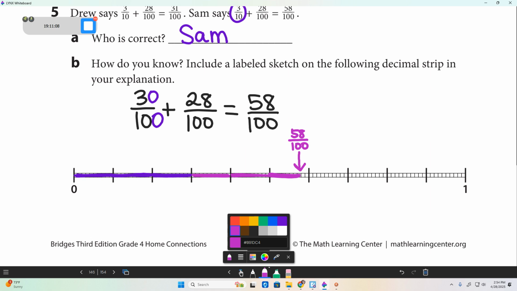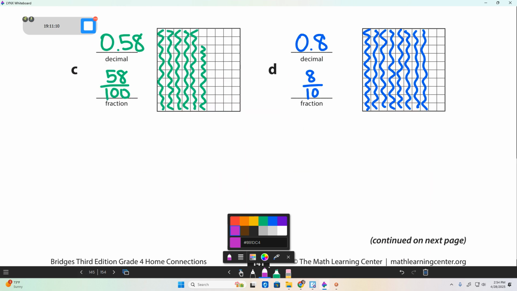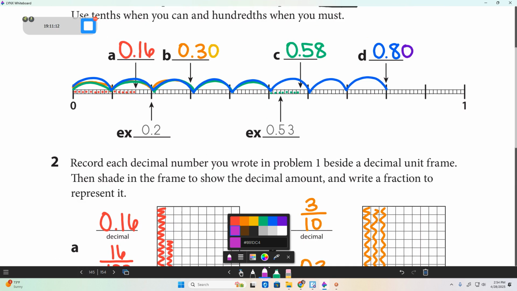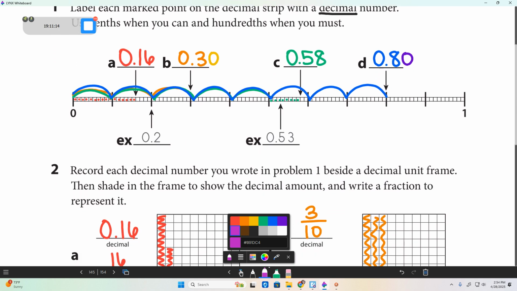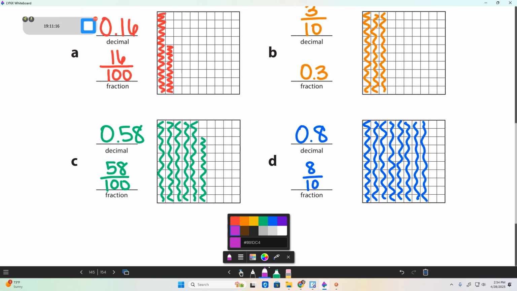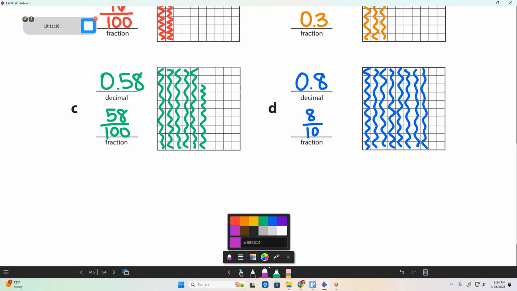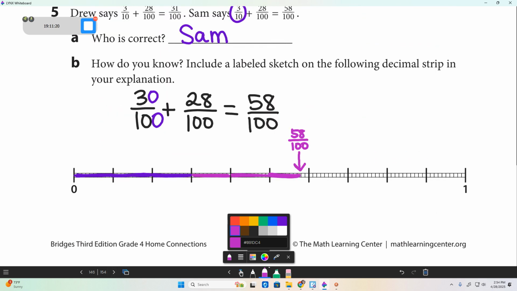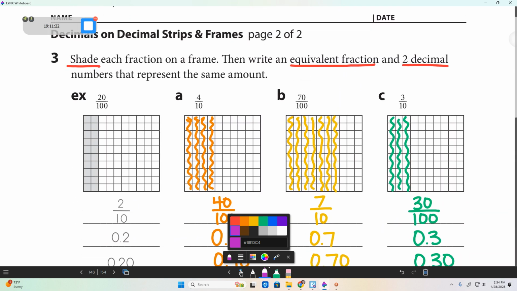All right, let's take a look at all of the answers real quick before we go. Here's page 141 and page 142. All right, kids, I'll see you in class.